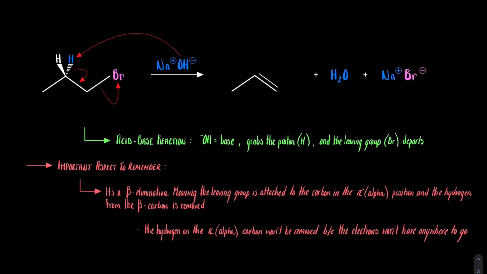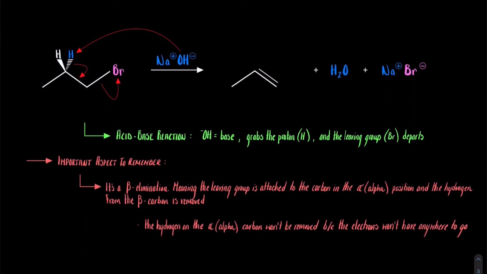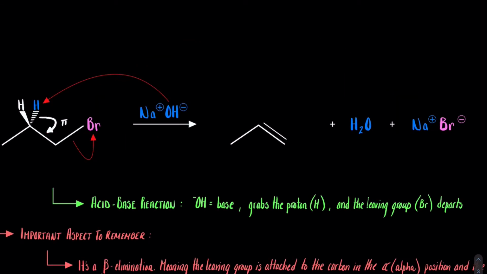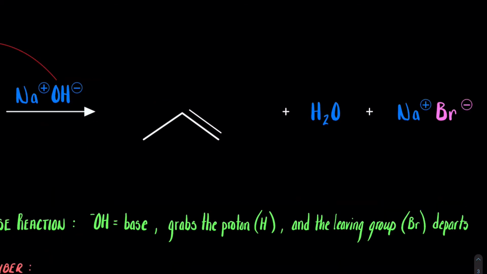When we take a look at this example, we can see that not only is the E2 reaction an elimination reaction, but it's specifically an acid-base reaction in this example. This is because the OH, or the hydroxide ion, acts as the strong base, which grabs the proton, and the leaving group then departs. So we see this occurring in one concerted step. The hydroxide pulls the proton off. These electrons then go to form a pi bond, and the bromine leaves. The bromine in this case is the leaving group. So this leaves us with the alkene product, water, and sodium bromide.